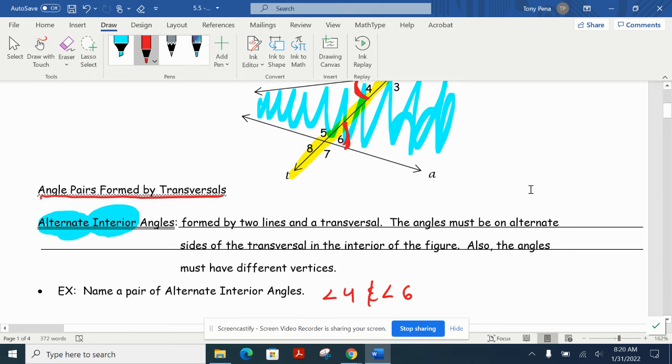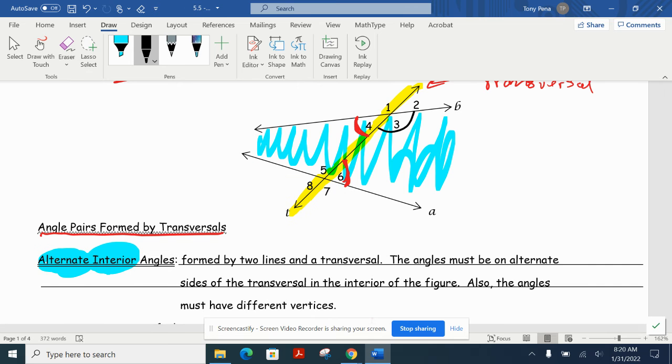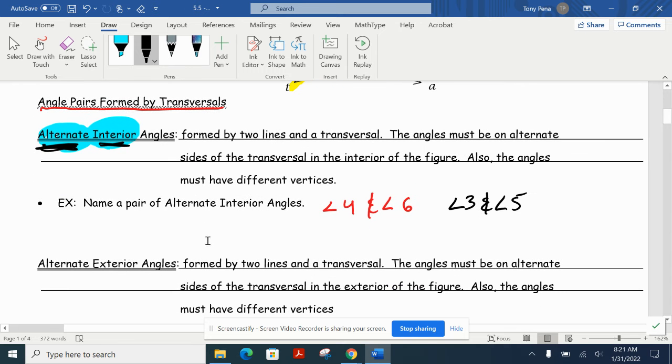However, there is another. Just to make sure we understand, there are more. Angle 3 is inside of the two lines, and if we look at angle 5, it is also inside. Notice how they're on opposite sides of that transversal. So angle 3 and angle 5 are alternate interior angles also. Again, opposite sides of the transversal, inside of those two lines.